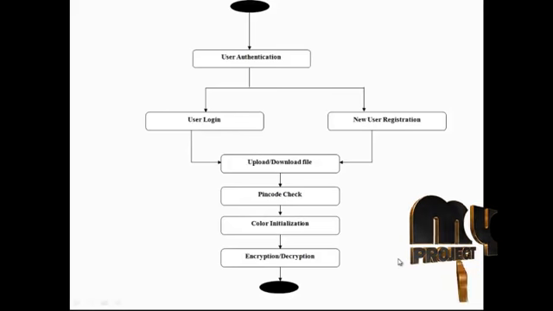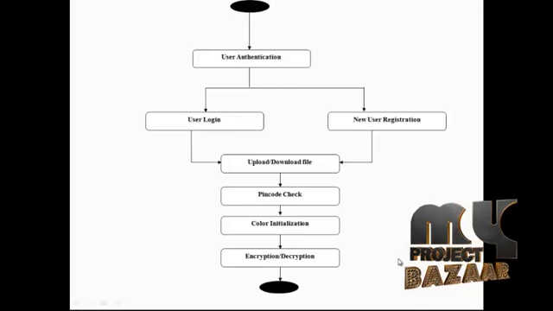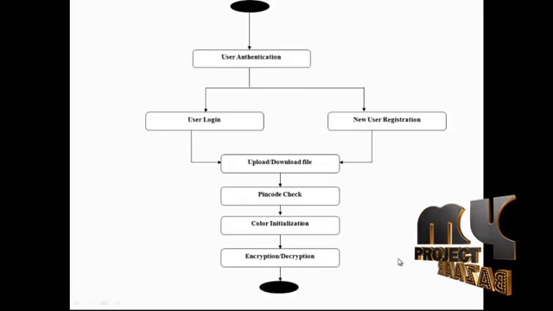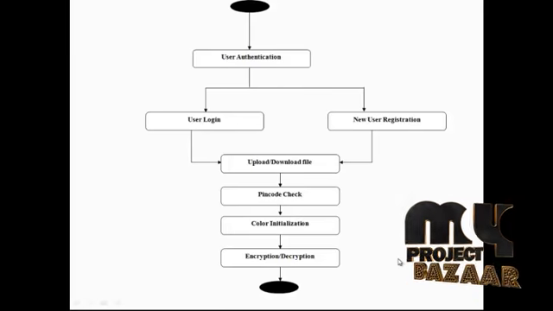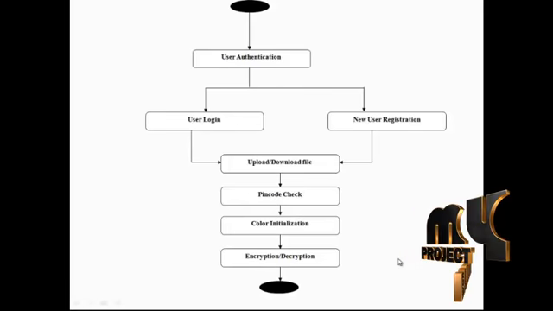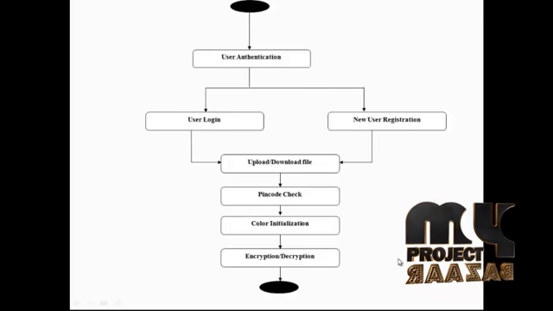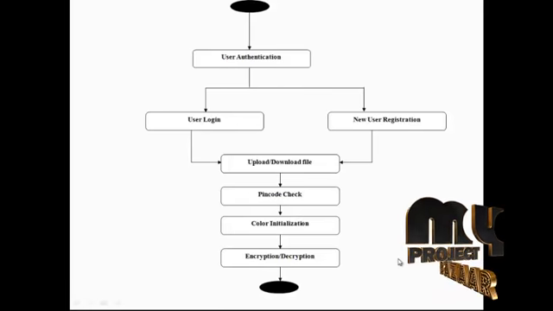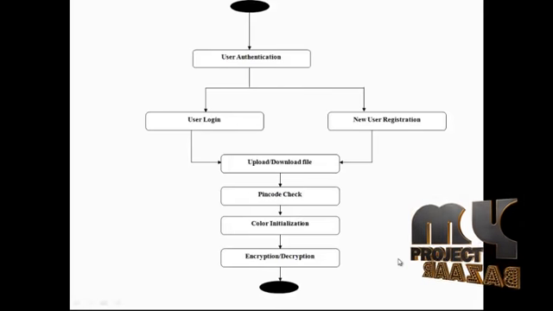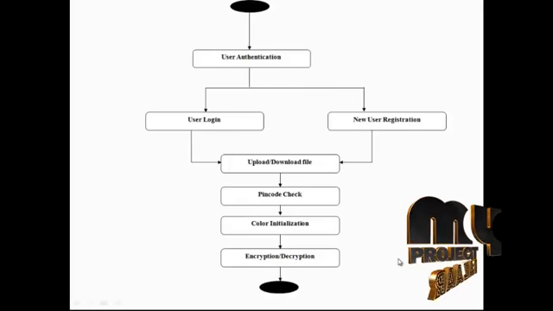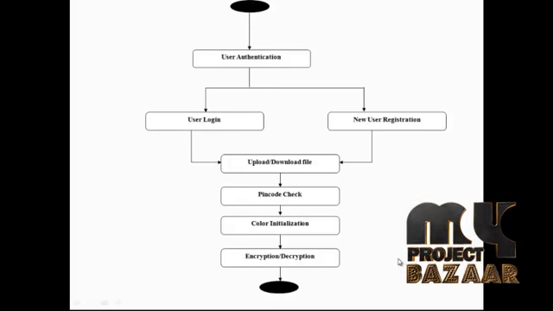Then the encryption or decryption process. Here the encryption process is done using the encryption key of the user. The encryption key is also provided by the system. So this key should be provided for the decryption process also. When we provide the wrong encryption key, it will not decrypt the downloaded file, so the user cannot view the file.